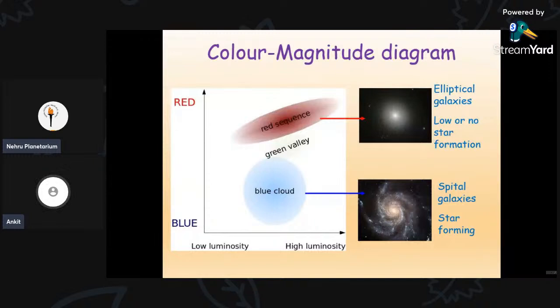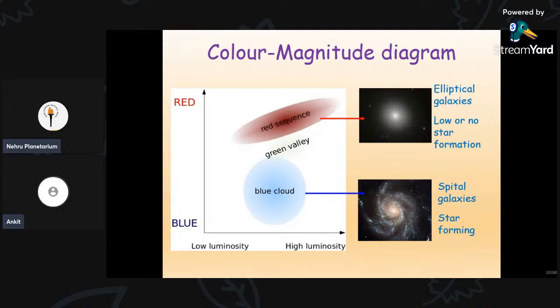When I plot this color on the y-axis and the brightness on the x-axis, what I see is a very distinct kind of plot, in which a line-like structure forms, which I call the red sequence, where all these elliptical galaxies or old galaxies reside, which are very featureless. Remember what we showed in the Hubble diagram. And then there is something called the Green Valley, where galaxies have very different features from elliptical and blue galaxies, or they might have similar features.